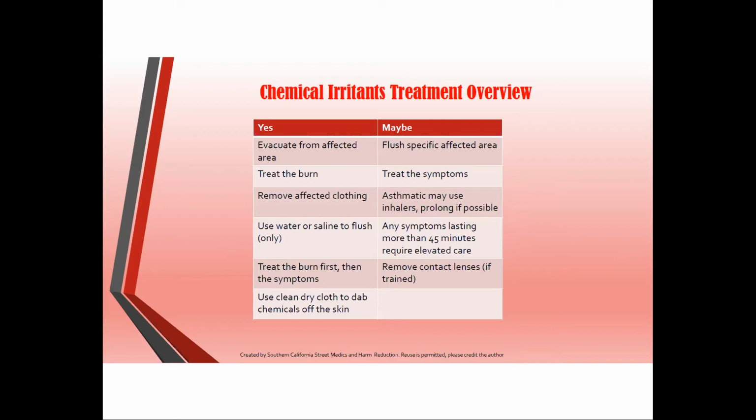Asthmatics may use inhalers, but prolong it if possible. The reason for that is, whether somebody's asthmatic or not doesn't make a difference, if somebody inhaled a chemical irritant into their lungs, for the most part we don't breathe extremely deeply, all the way to the depths of our lungs. That's not the way the average person breathes. We average about 65, 70% of our lung capacity at any given time. When somebody is asthmatic and they use an inhaler, it goes all the way down into the depths of their lungs.